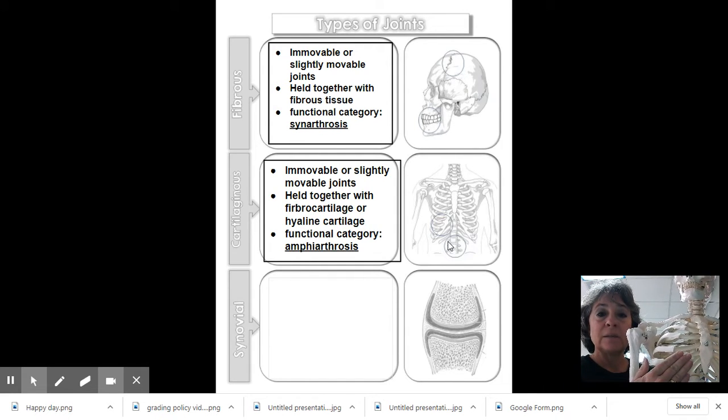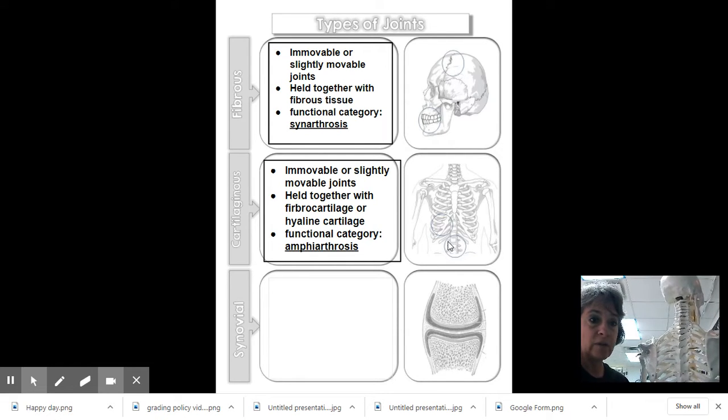Since there is more movement than not, it's called amphiarthrosis, kind of like an amphibian can live on land and in water. That's why it's called amphiarthrosis.